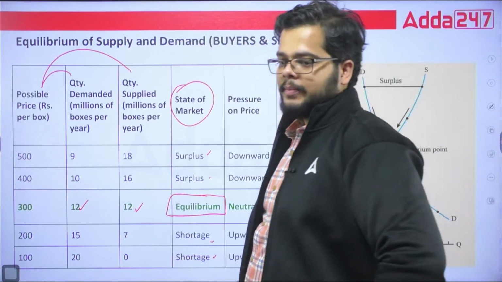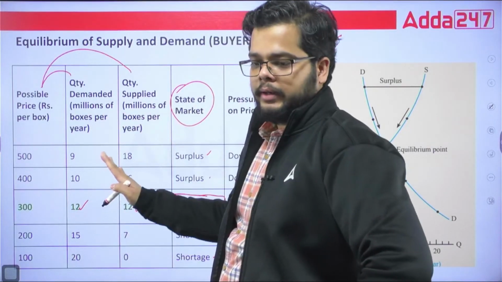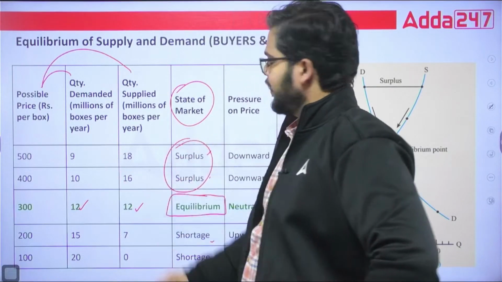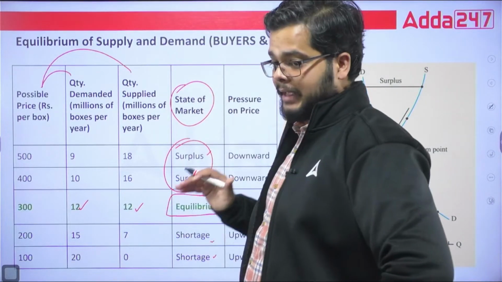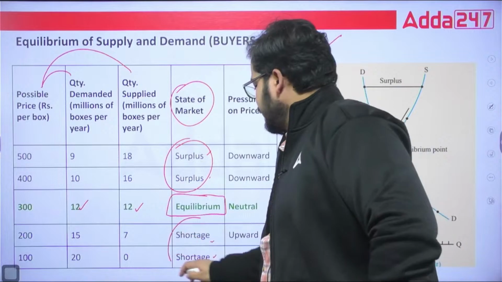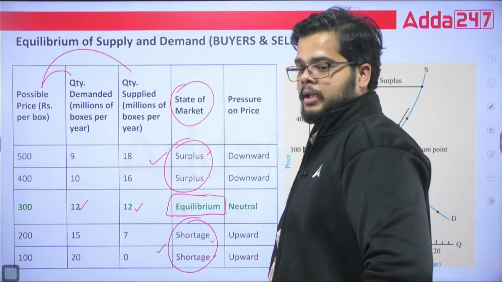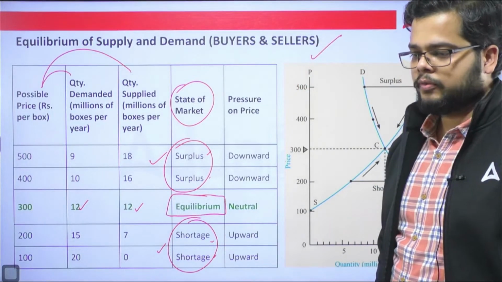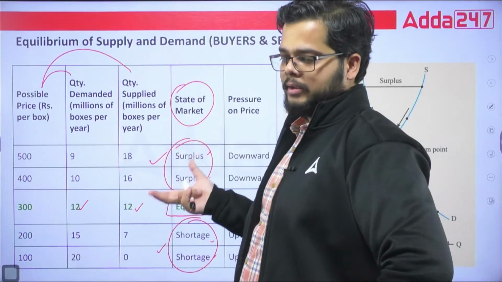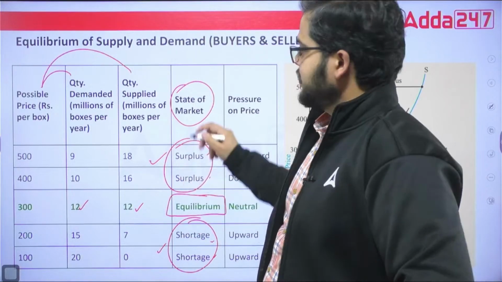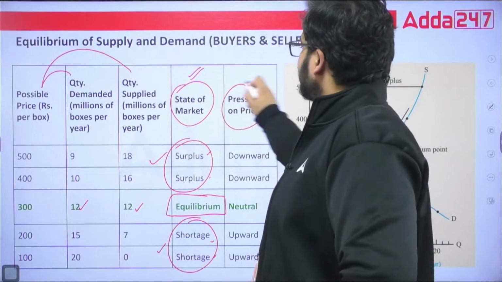If there is a mismatch between demand and supply, and the supply is more than the demand, it will have a surplus. And if the supply is less than the demand, we will have a shortage. You might have noticed these terms, surplus and shortage, used for commodities in newspapers as well. So this is the meaning. One demand and supply schedule is created, and based on that the state of the market is determined. Next is the pressure on price.